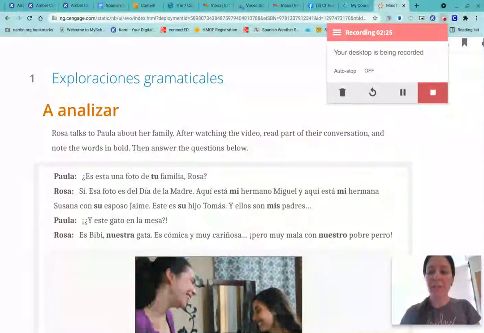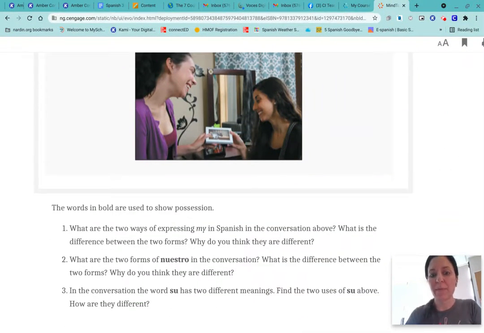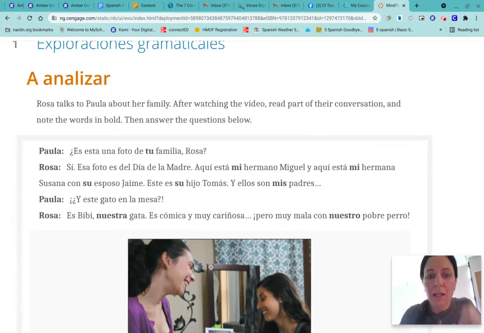You want to look at the conversation above and answer a few questions for me. The first one is, what are two ways of expressing my in Spanish from the conversation above? What is the difference between the two forms? So let's look at the passage again. Try to find two different ways that my is expressed and explain it to me. What is the difference?